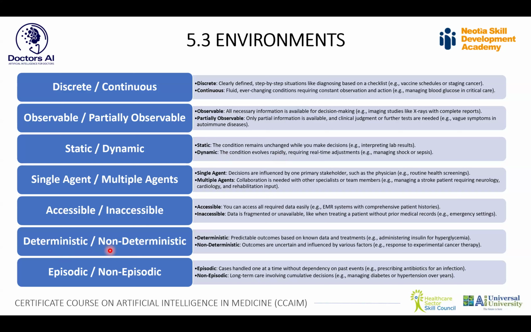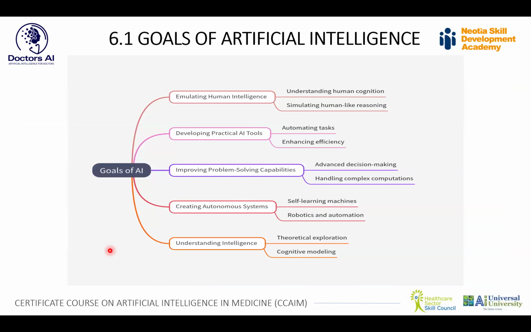It could be episodic, it could be non-episodic, right? Episodic example, cases handled one at a time without dependency on past events. Non-episodic is long-term care involving cumulative decisions. So each of these environments, when they're fed into a clinical decision support system in the context of healthcare, will actually be impacting the way the agent responds to that environment. And understanding this ecosystem is very important as doctors and clinicians when we will be working with these AI environments together. So moving on to the next segment of my talk, what are the goals of artificial intelligence?